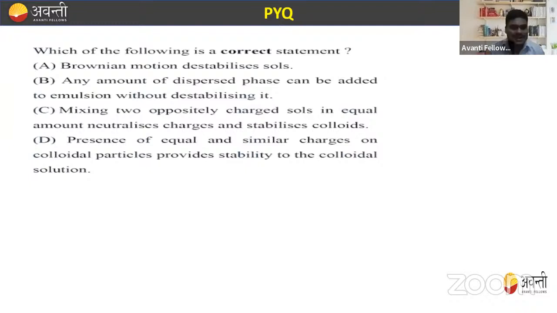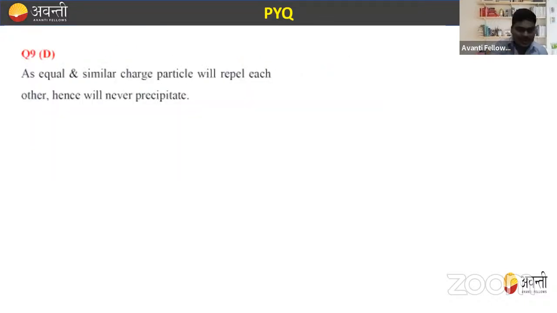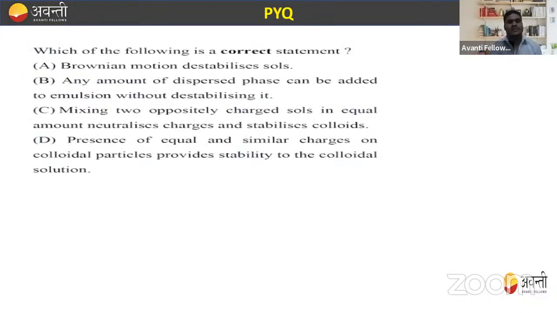Now, you have to identify which of the following is the correct statement. Brownian movement destabilizes the sol. Any amount of dispersed phase can be added to an emulsion without destabilizing it. Mixing two oppositely charged sols in an equal amount neutralizes charges and stabilizes the colloid. Or, the presence of equal and similar charges on the colloidal particles provides stability to the colloidal solution. So out of this, only D, right? As particles with equal and similar charges will repel each other, hence they will never precipitate. So only D is the correct statement.